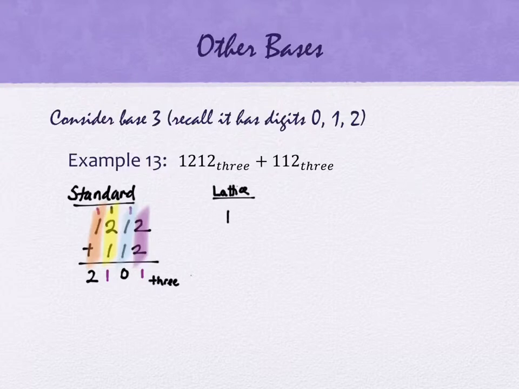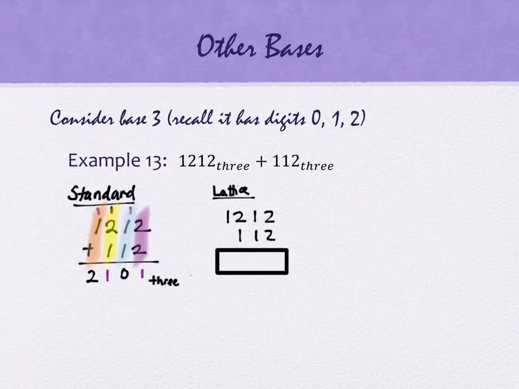So in the lattice algorithm, I have 1 2 1 2 and 1 1 2. You'll remember that we have a box underneath that's got as many places as the digits in the numbers we're adding. We have a 4-digit number and a 3-digit number, so I need 4 places. So I need 4 boxes. And then I split my boxes diagonally, like so. Okay, everybody good so far? Okay, so the lower box is my 1's place, and the upper box is my 3's place.